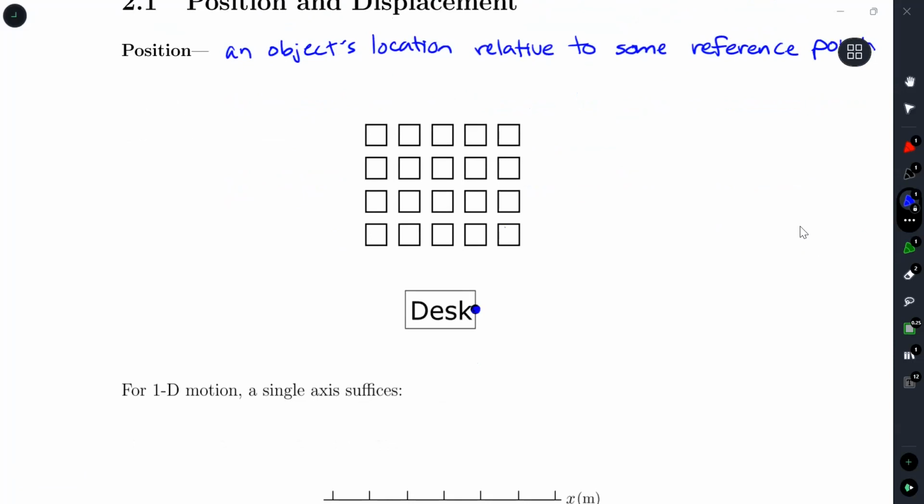So this works a little better when we're in person and I'm standing in front of you. But let's just say someone's sitting right here. I want to locate them relative to my desk. So that'll be my reference point. And usually we also call that the origin of a coordinate system I want to use to measure. So once I've chosen a reference point, I create a coordinate system based around it.